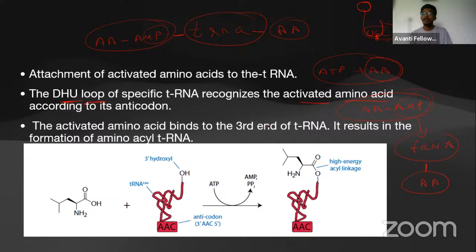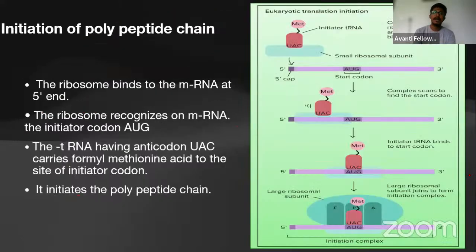Once your activated amino acid is recognized by the DHU loop, it goes and binds to the 3' end of your tRNA. Once it binds to that tRNA, what do we call it? We call it amino acyl tRNA. Why do we call it amino acyl tRNA? Because it's carrying the amino acid. Clear, guys? So now we have the source to bring the amino acid.